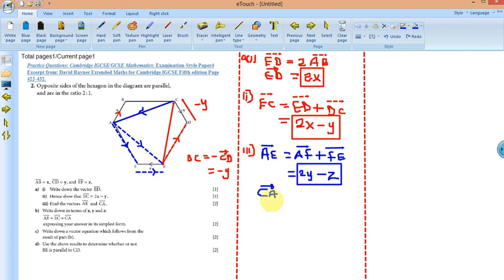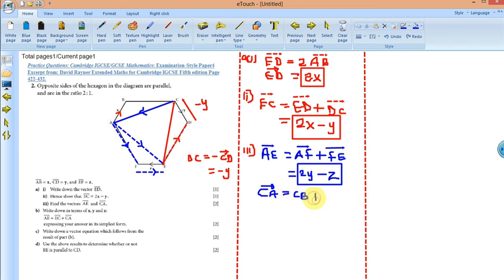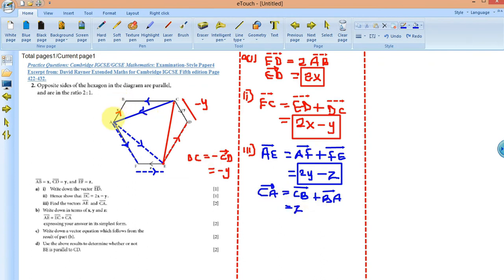So CA equals what? From C, you can move to CB, and it's parallel to this. Then from B down to A, plus BA. Let me take my arrow and complete that accordingly. It's quite easy also, so just take your time. CB is actually parallel to FE, and it's the same direction. So that should be Z. Then plus BA. BA is against AB, so that will be minus X.